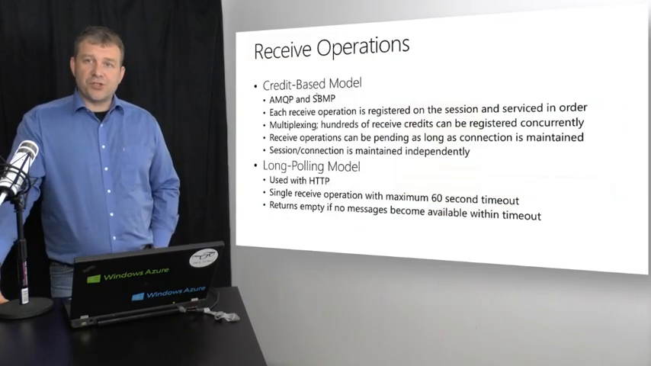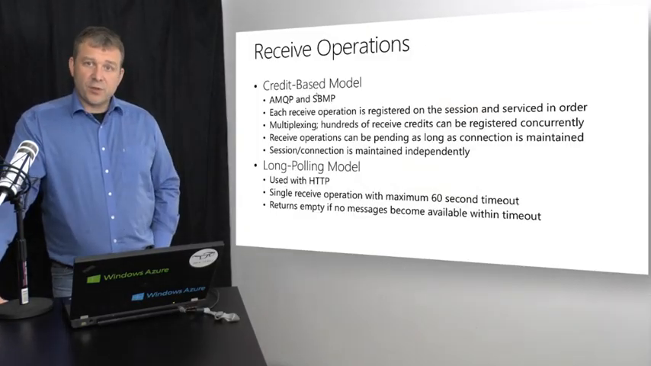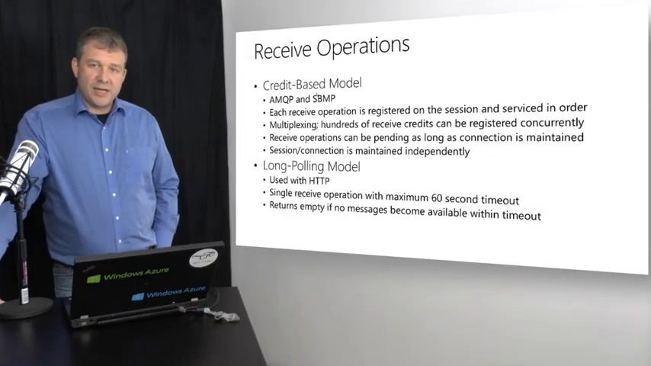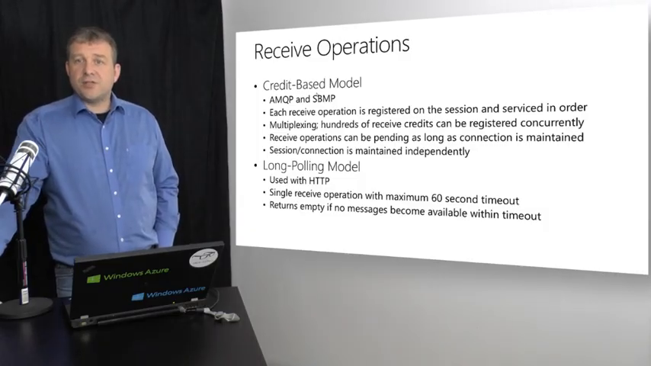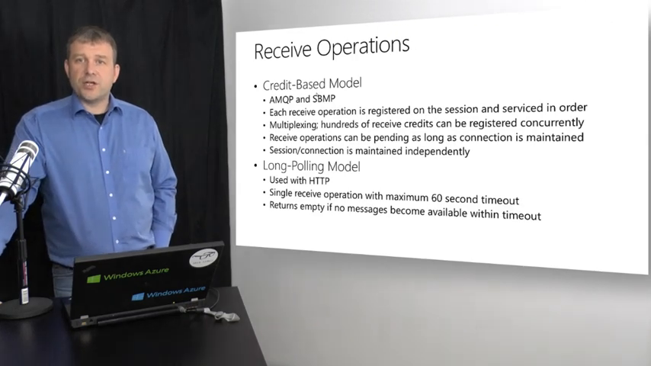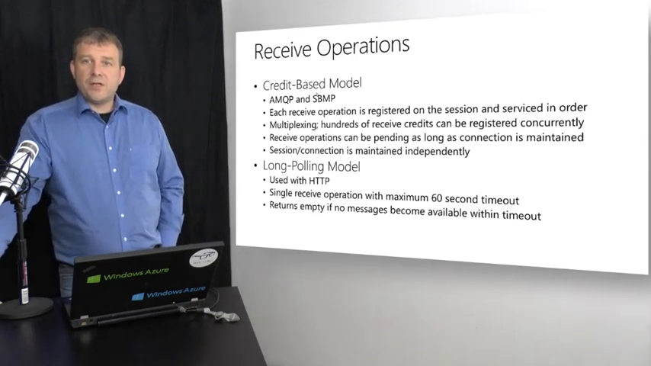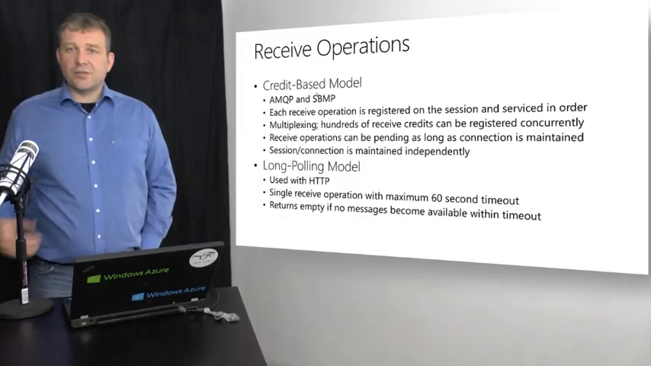There's two kinds of receive operations in brokered messaging. The first one, used by AMQP and SBMP, is a credit-based model where you simply call receive as many times as you need from a client, and that typically happens over a shared connection. But none of these receives sits there and waits for a reply. It's effectively an independent operation from the actual act of receiving the message.